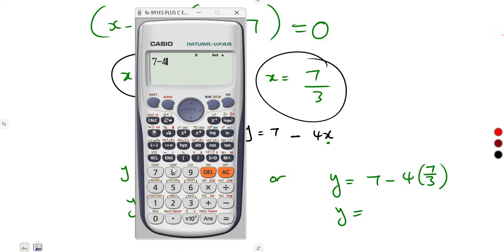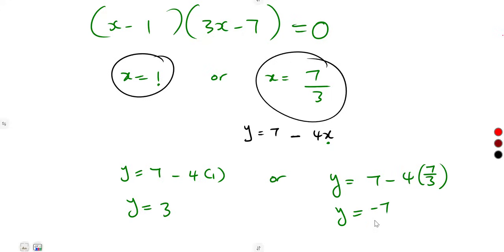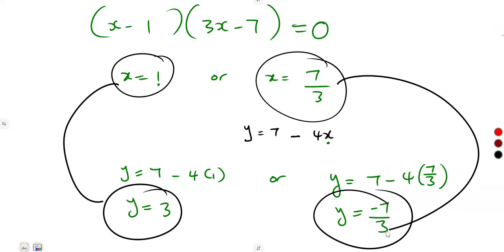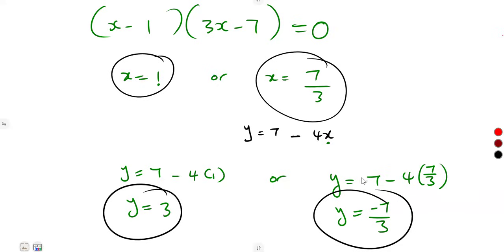7 minus 4, open bracket, 7 over 3. So this is going to give us negative 7 over 3, just like that. So these are the values of y corresponding to the x value. When x is 1, y is 3. When x is 7 over 3, y is negative 7 over 3. So it depends also with how you solved in the first place.